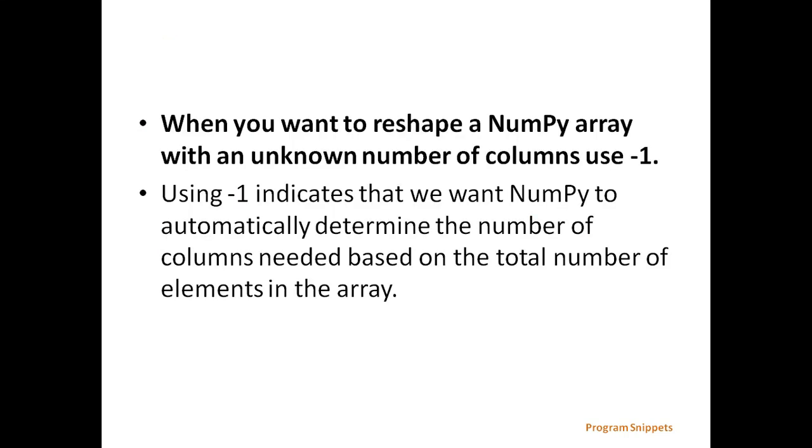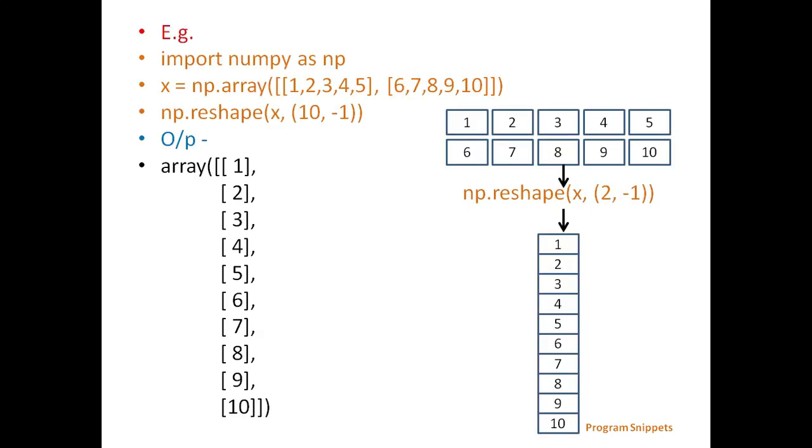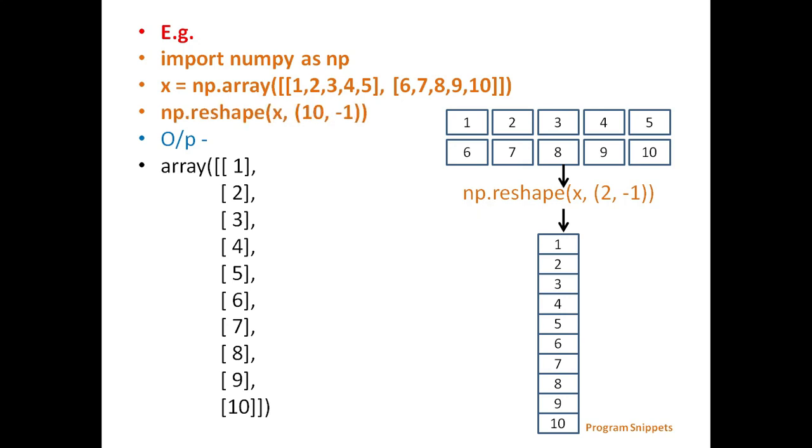When you want to reshape a NumPy array with an unknown number of columns, use -1. The user wants NumPy to automatically determine the number of columns needed based on the total number of elements in the array. For example, here the array is defined with 5 columns and 2 rows, and when we reshape it with 10, -1, it will generate the output as 10 rows with 1 column.